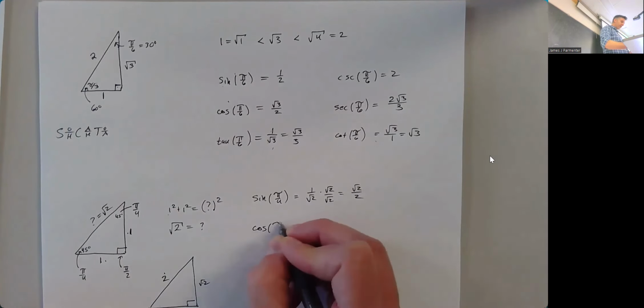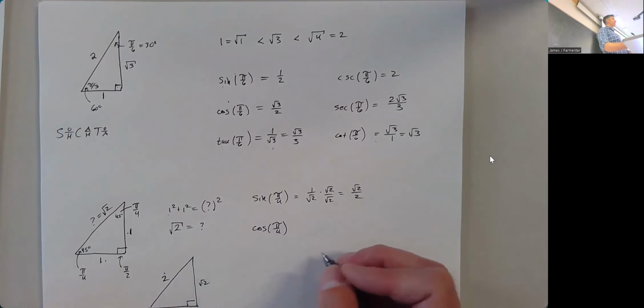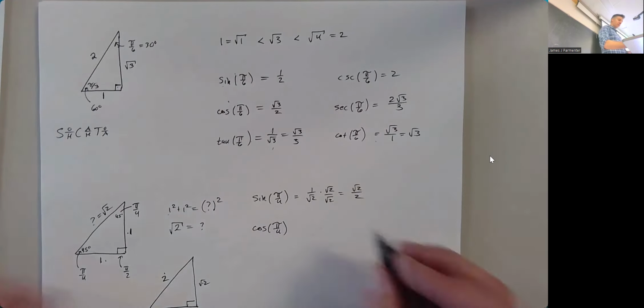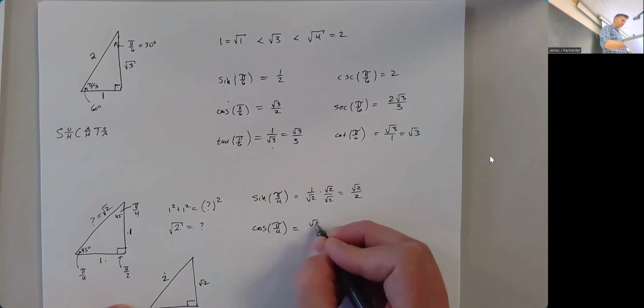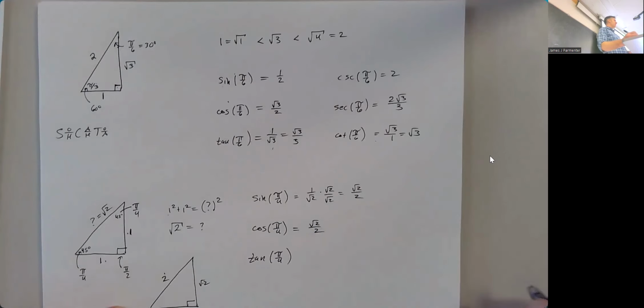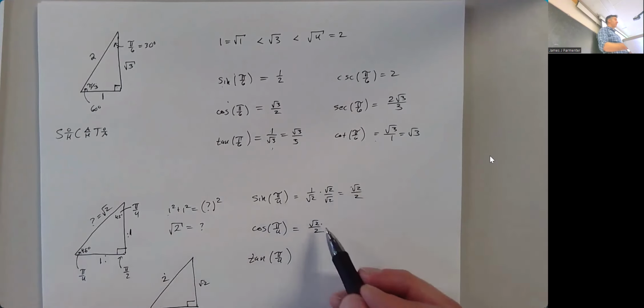Cosine, this is what I love about pi over 4. Cosine and sine are the same. That is the best thing I think to remember when I think about pi over 4, is that the sine value and the cosine value are the same value. So cosine of pi over 4 is also root 2 over 2. And then if cosine and sine have the same value, then tangent has to equal what? Well, tangent is opposite over adjacent, or sine over cosine. If those are the same, it has to be 1.